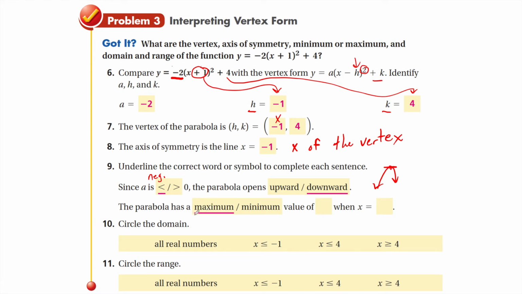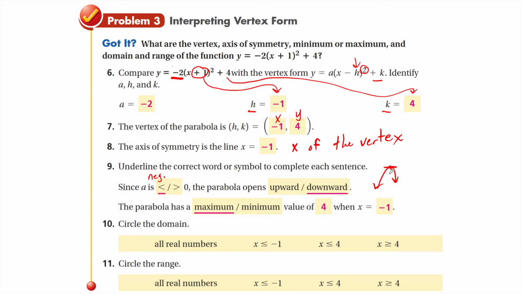Now the maximum is going to happen at the highest point, which is basically at the vertex, but more importantly, the thing that represents height is going to be the y values. So the y value of the vertex is going to be the maximum value. So in this case, it's going to be a maximum value of 4 when x equals, obviously, -1 at the vertex.